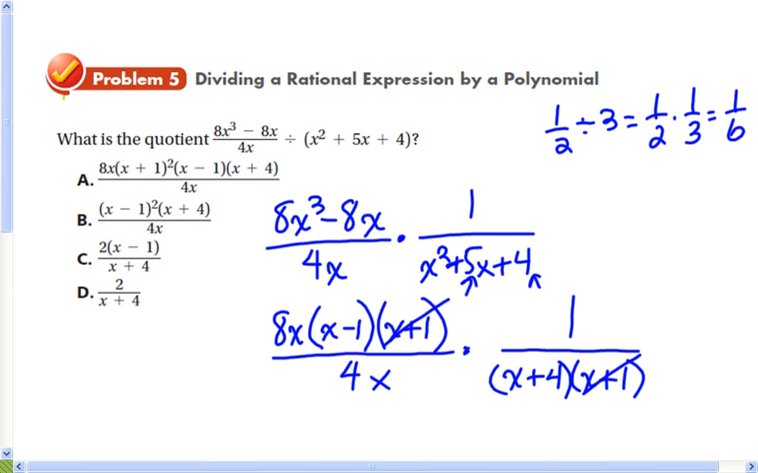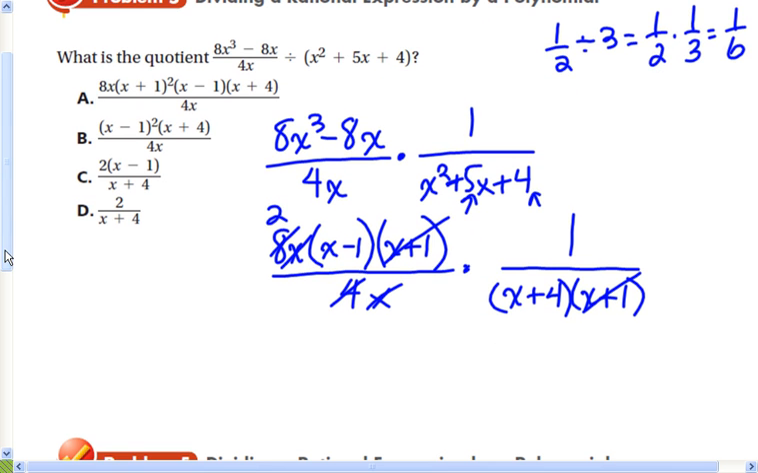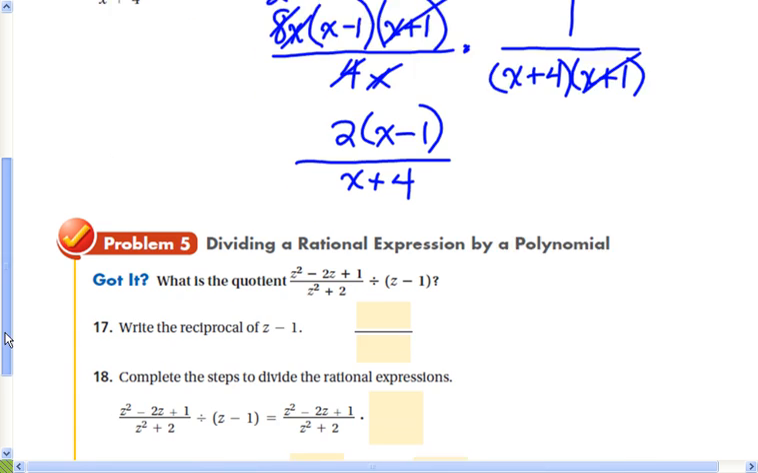And cancel that. 4 goes into 8 twice, so there's a factor of 4 I can cancel there. And then the x I can cancel. Now I'm left with 2 times the quantity x minus 1 times 1 in the numerator, and x plus 4 in the denominator. Alright, go ahead, you try that.